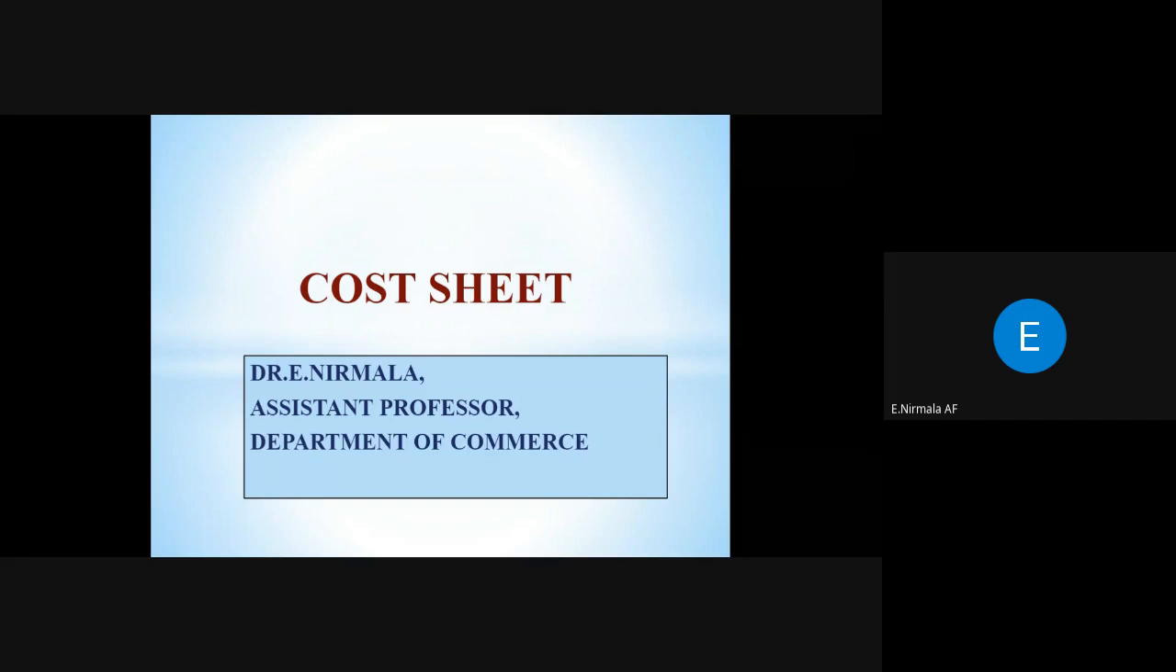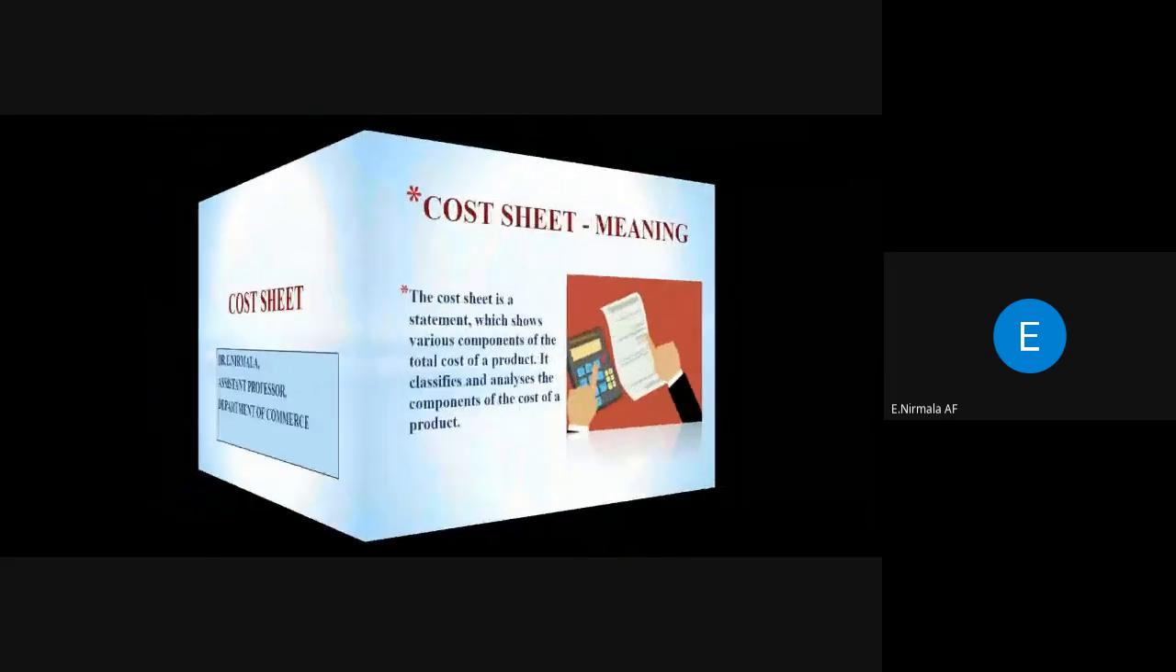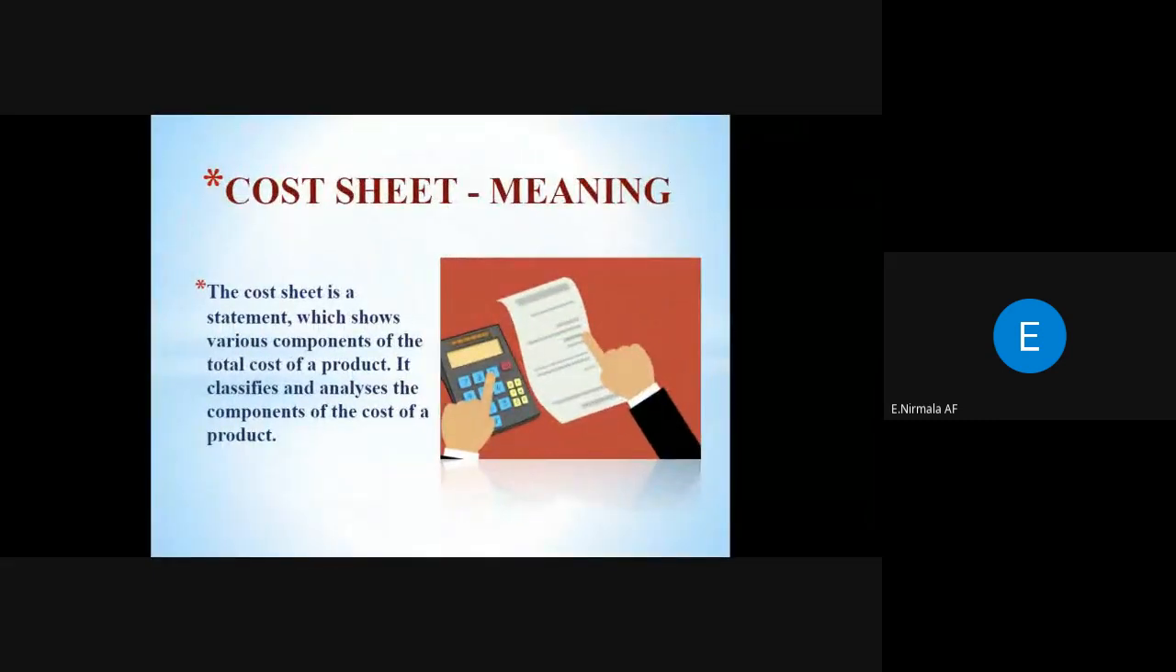I am going to take cost sheet in cost accounting. What is cost? Cost means actual expenditure incurred for manufacturing a product. It is the monetary value of goods and services that producers and consumers purchase. Cost is the expenditure required to create and sell products and services or to acquire assets.